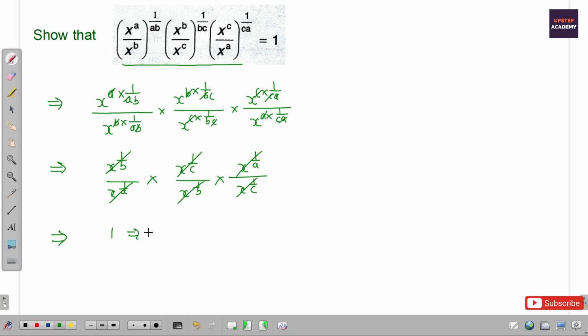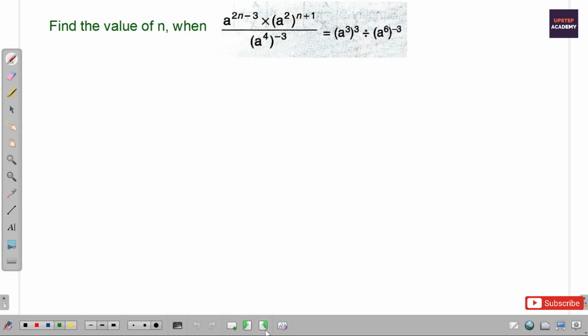So this is what our left hand side, and as we can see in the given problem statement, our right hand side is also 1. Simply we can say this whole left hand side is equal to 1. So in this way we have showed left hand side is equal to 1, right? Let me take you to another example. Let's see our another example.